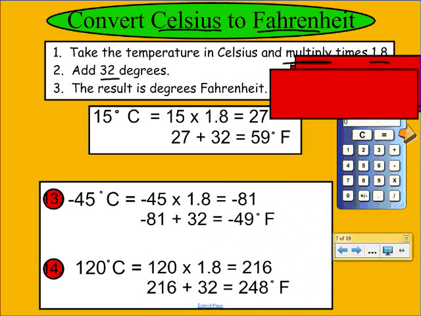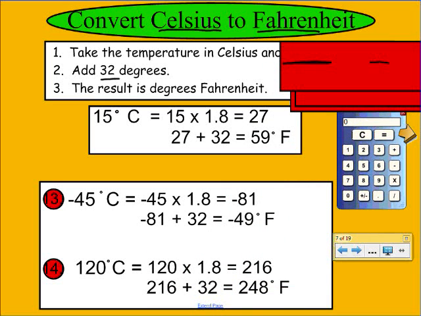In number 14, you have 120 degrees Celsius that you're multiplying times 1.8. That gives you 216, and when you add 32 onto that, it gives you 248 degrees Fahrenheit.